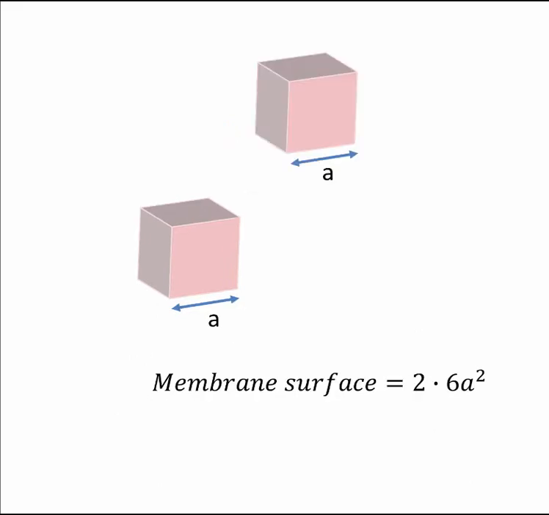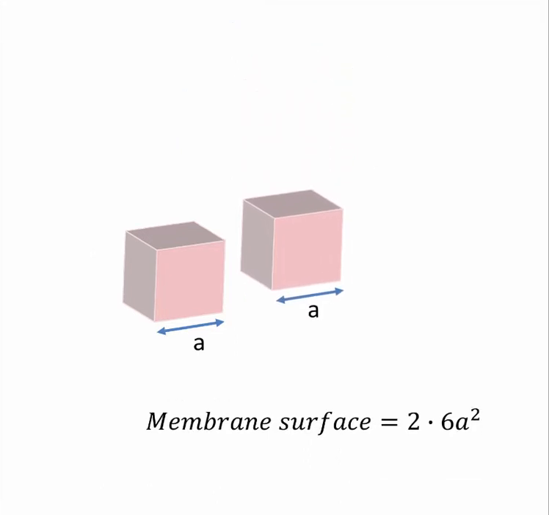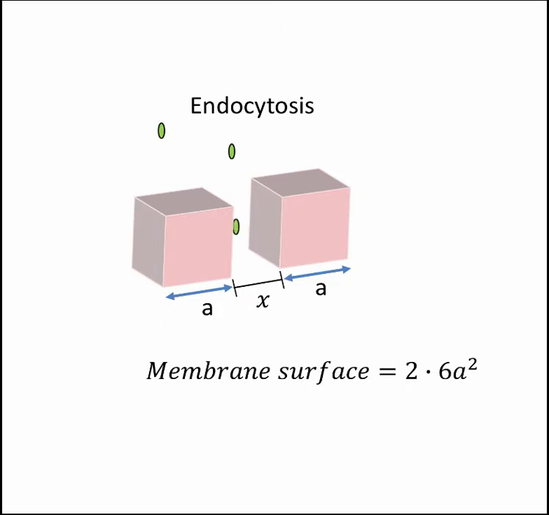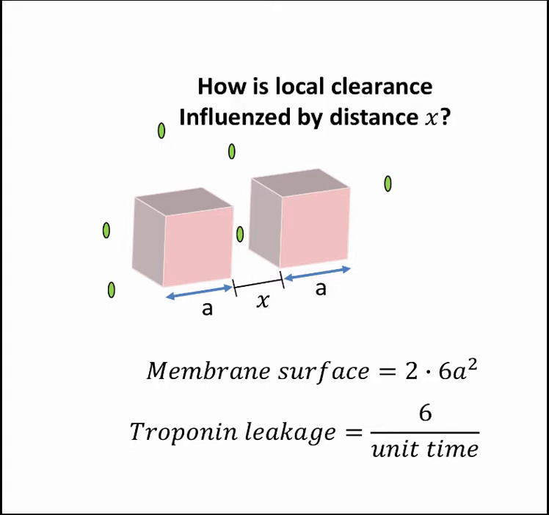We can easily imagine the two cardiomyocytes will leak twice the amount of troponin if far apart. But if they are moved in proximity to each other with a distance x, some of the troponin will be endocytosed by the peer and limit the steady-state level of troponin around these two cells. To explore the math further, I will use a simplified tissue model with 27 cubic cells forming a cube of tissue where the extracellular volume is the sum of all volume between the cubes.